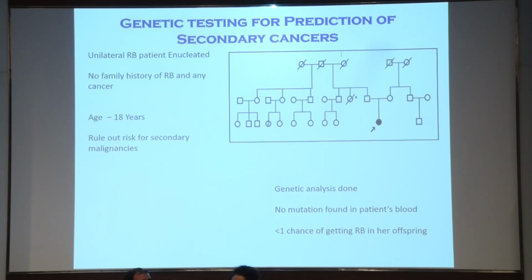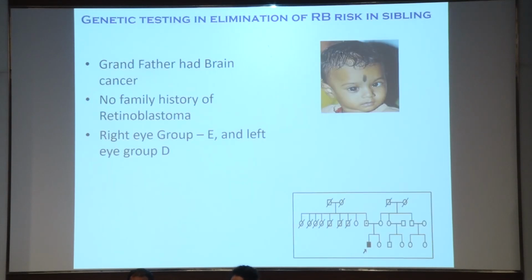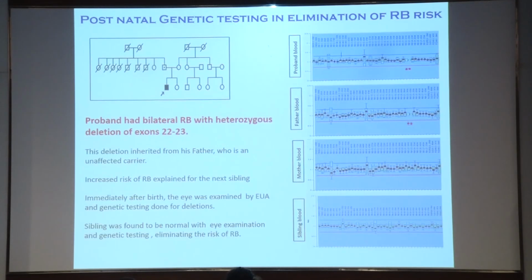Now, secondary cancers are another aspect. Children are coming forward asking about the possibility of secondary cancers, and with the genetic screening done in the blood, it has been proven that some of the children are negative for mutations, and hence there is no risk for secondary cancers. Now this patient's grandfather had a brain cancer. There was a history of cancer in the family, and several generations were affected.